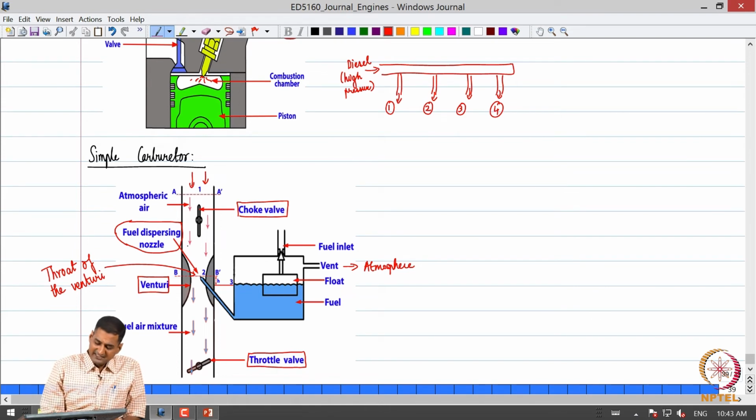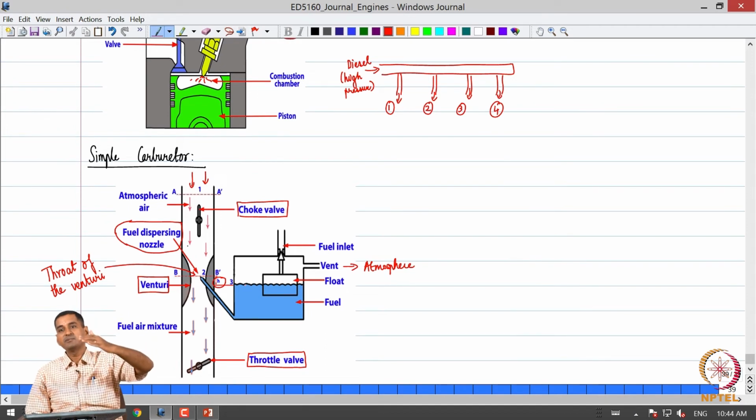We can see that the throttle valve is downstream and the fuel discharge nozzle is placed at point 2, in the cross section BB prime. Point 3 corresponds to the top surface of the fuel. One can observe that there is a difference in elevation between point 2 and point 3. The top surface of the fuel in the carburetor is placed vertically below the fuel discharge nozzle. Why? That is because typically the pressure at point 2 is lower than atmospheric, most of the time.